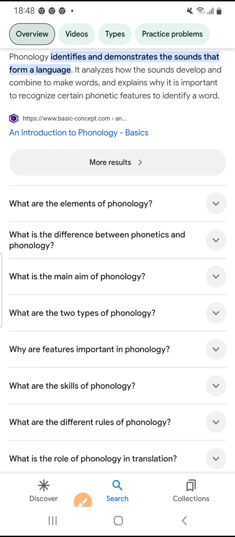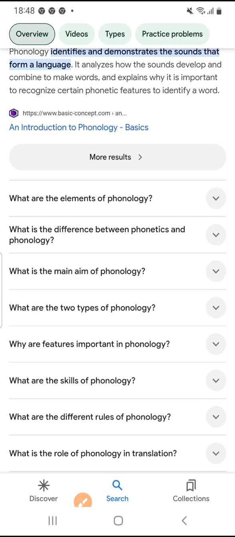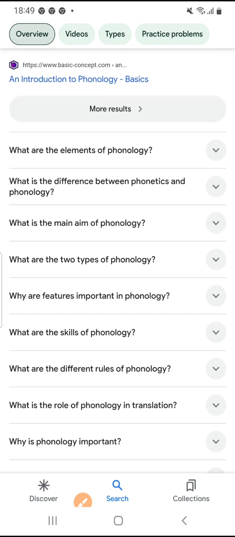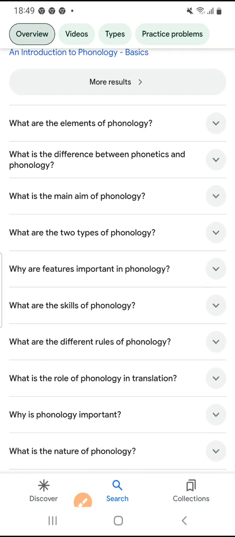So phonology identifies and demonstrates the sounds that form a language. So what sounds form a language? It analyzes how the sounds develop and combine to make words, and explains why it is important to recognize certain phonetic features to identify the word, right?